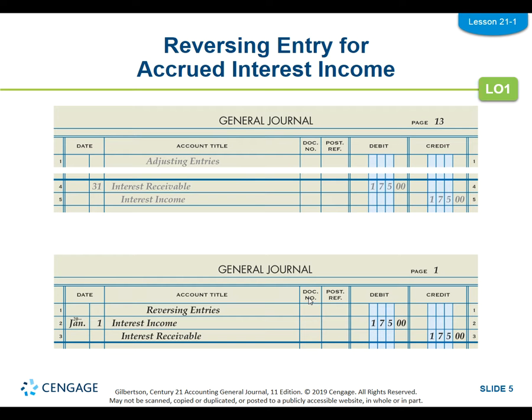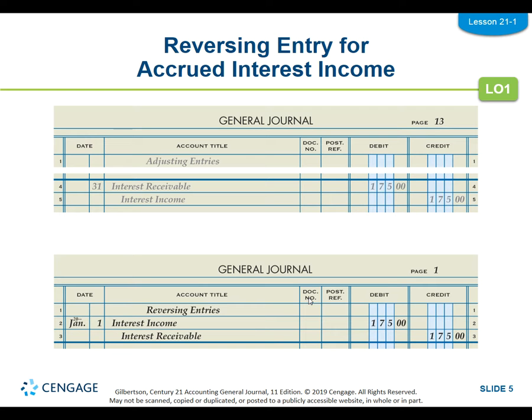If you look at this, up at the top would be your adjusting entries that you did at the end of December. It's just got the 31st. You need to record interest receivable at 175 and interest income, so that's going to be a credit, 175. You haven't received that money, but you've earned it. You need to go back. Now we're down in January 1st.